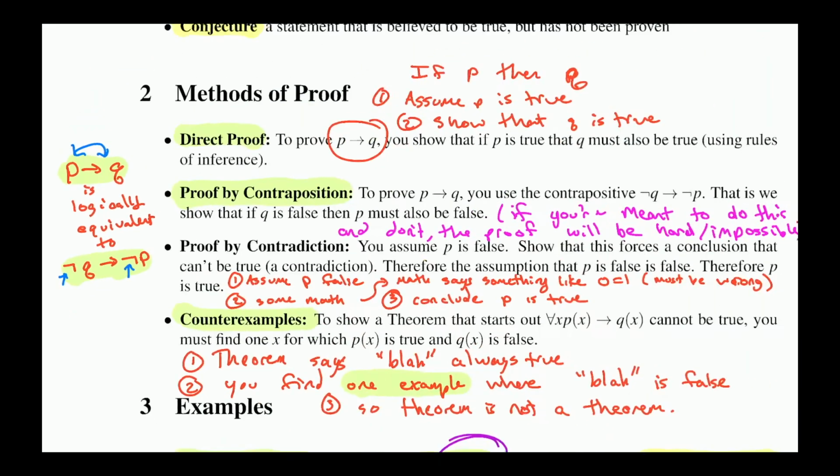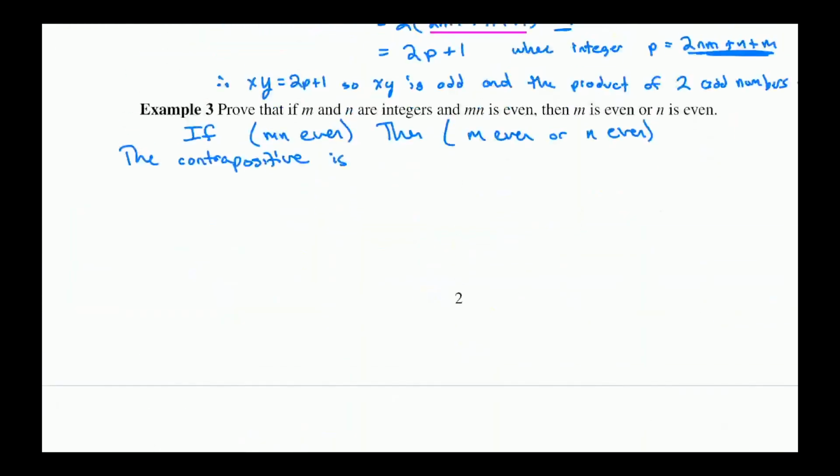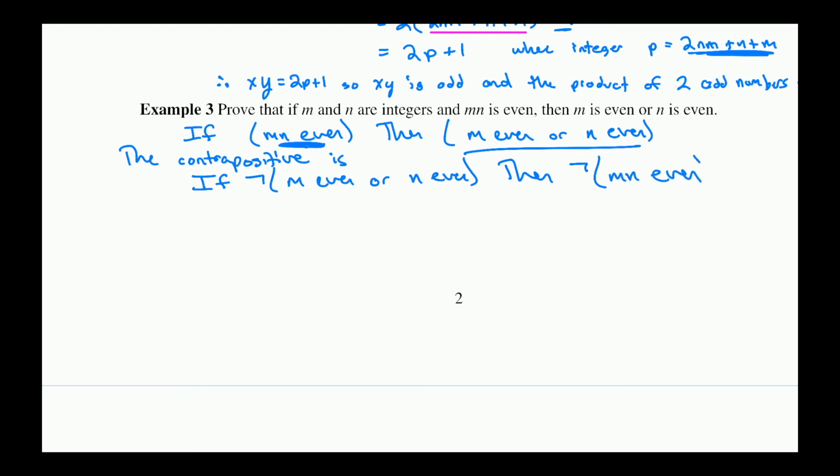Okay, so what are we doing? We're going to reverse the order and negate them. So the contrapositive is: if not, because we're negating this, M even or N even, then not this, MN even.